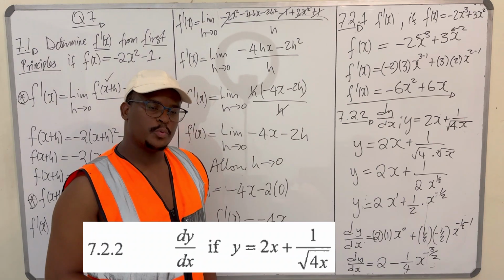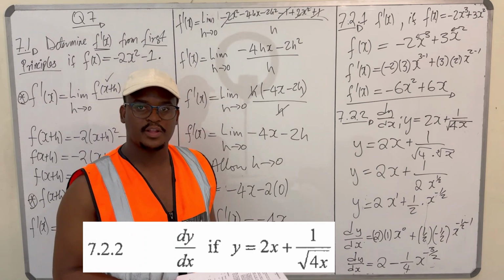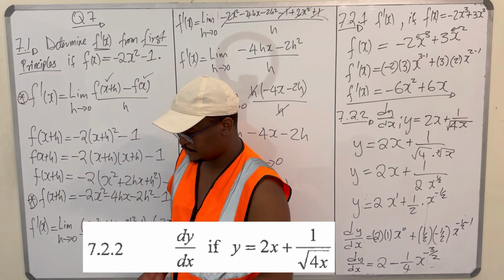We're done with 7.2.2. Looks like we have 7.3. So I'll clean the board and then we do 7.3. I'll just clean this side.